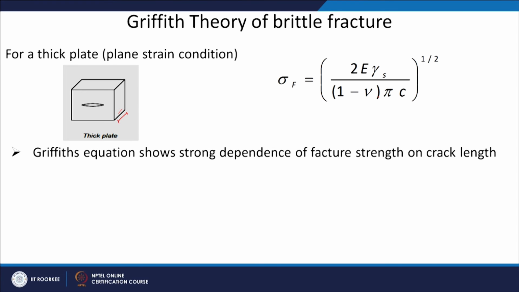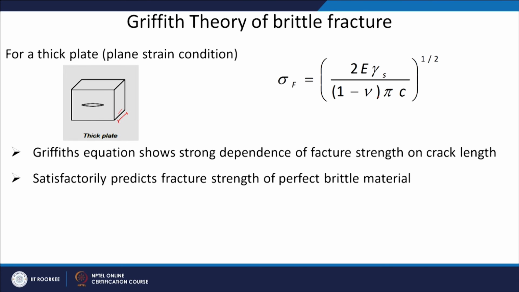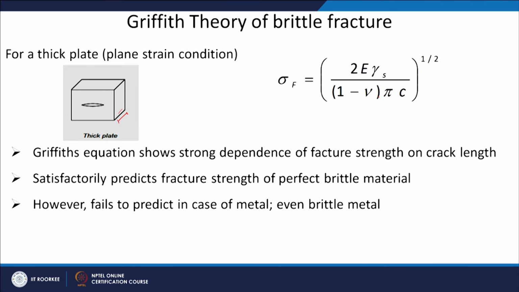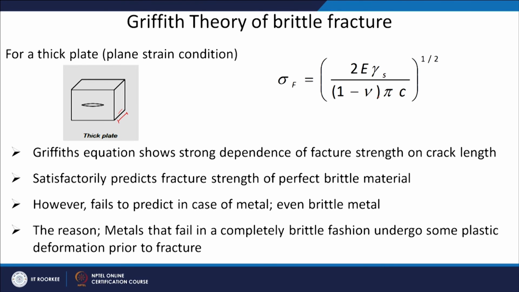So, the Griffith equation shows a strong dependence of fracture strength on crack length. It is able to predict satisfactorily the fracture strength of perfectly brittle material, however it fails to predict in the case of metals, even brittle metals. The reason is that metals that fail in a completely brittle fashion undergo some plastic deformation prior to fracture. So, these equations are valid only for perfectly brittle material, in the sense if you see a stress strain curve of a perfectly brittle material.